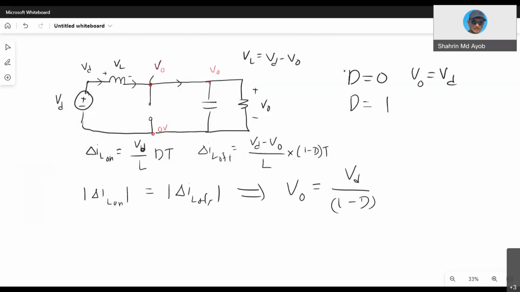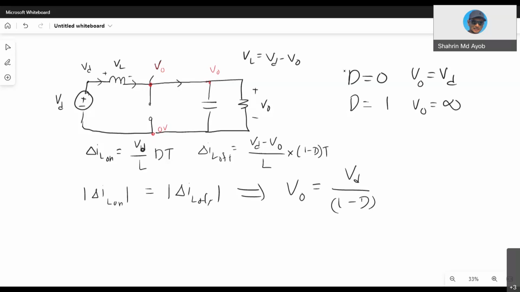And when D is equal to 1, because we know that duty cycle is 0 to 1, maximum, minimum, so your V out should be infinity. This is theoretical, meaning that if you input 1 volt and your duty cycle is 1, it can step up to 1 kilovolt, 1 megavolt. But that one is not practical.